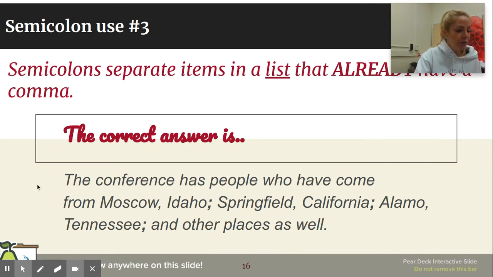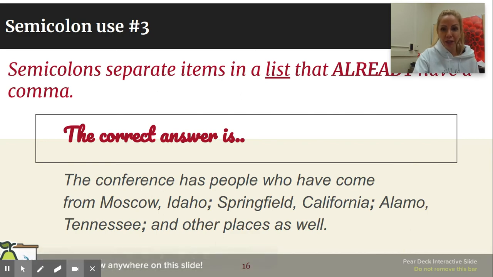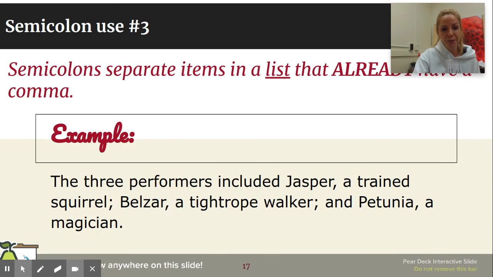All right, so now let's take a look at another example of semicolon use number 3, right? Listing items in a series that already have commas. The 3 performers included Jasper, and then a description of who he is, the trained squirrel, semicolon. Belzar, comma, a tightrope walker, semicolon. And Petunia, comma, a magician.